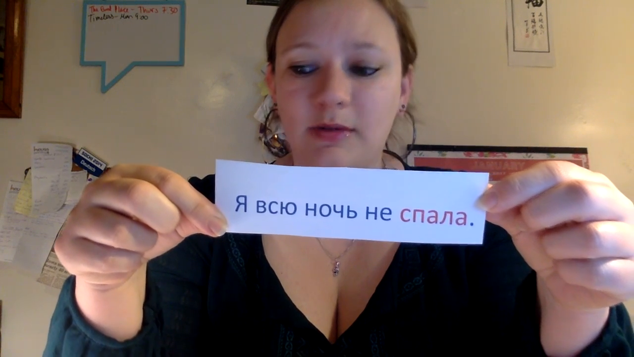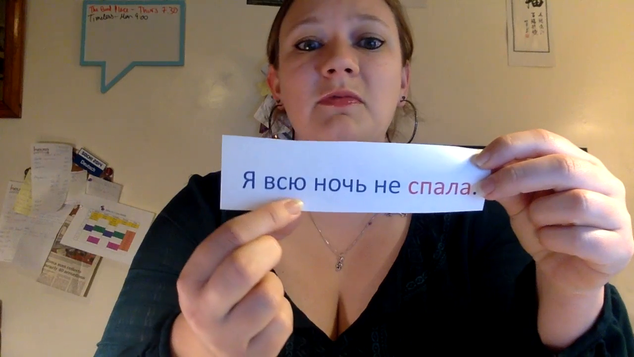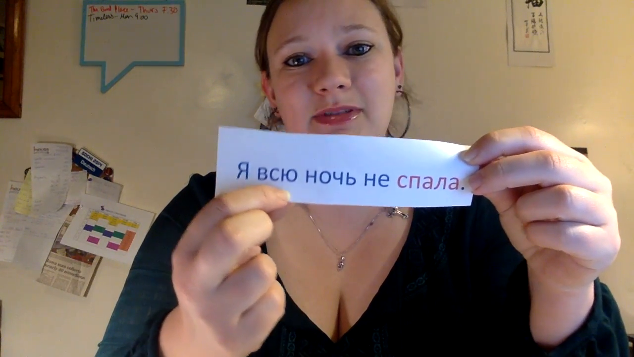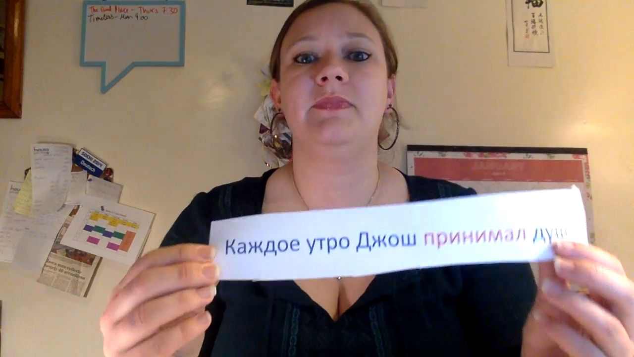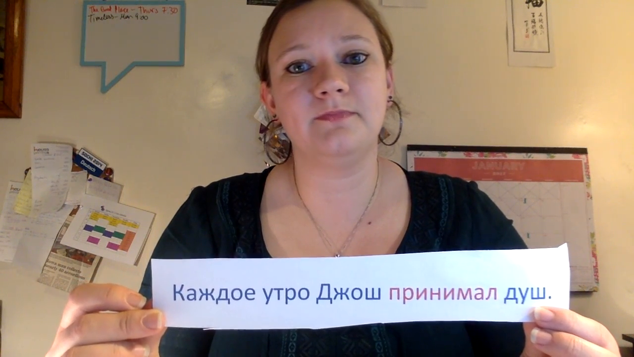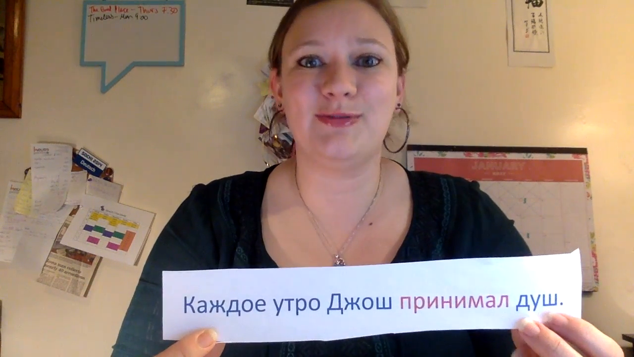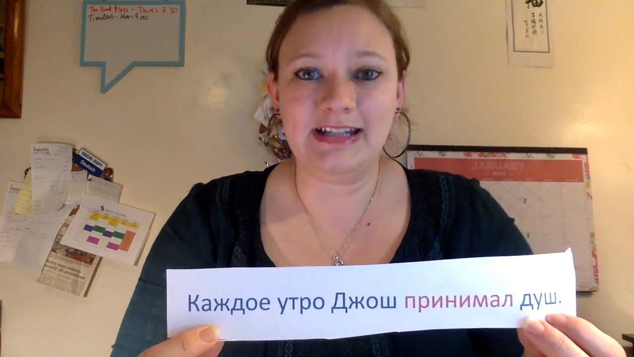Let's look at some examples. Я всю ночь не спала. So what are we dealing with here? Are we dealing with duration, repeated action, or naming an action? Yeah, this one we're dealing with duration, всю ночь. I'm saying all night I didn't sleep. So when? All night. How about this one? Каждое утро Josh принимал душ. Which type of action is this? Hint. Каждое утро. So this is a dead giveaway that we're talking about a repeated action. Every morning, Josh took a shower.